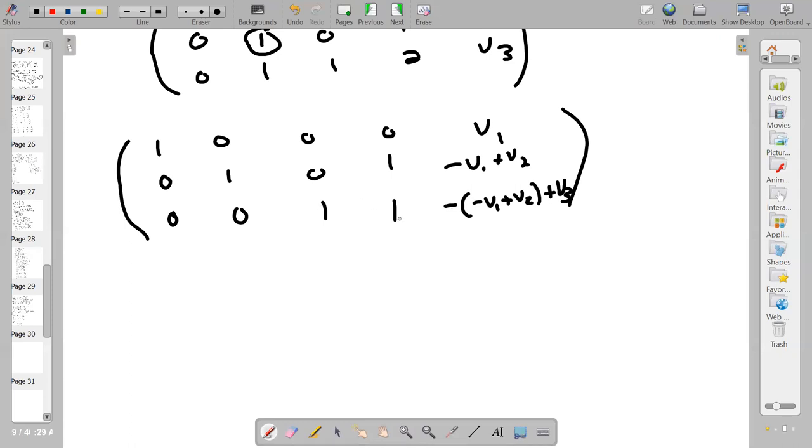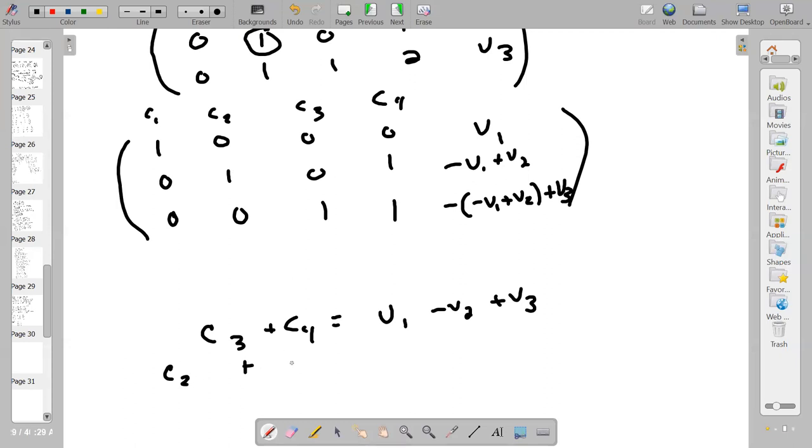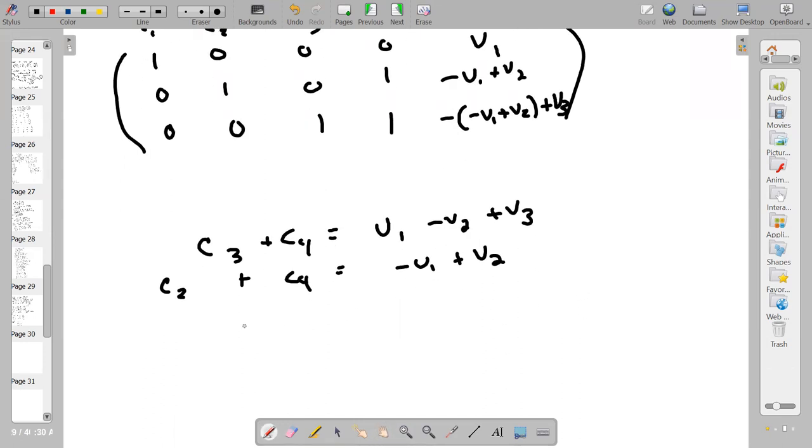if you start with the last row, which is maybe what we usually do, remember that this is C1, C2, C3, and C4. What the last row indicates is that C3 plus C4 is equal to that whole thing right there. For the sake of simplicity, I'll just write that as V1 minus V2 plus V3. The second row is C2 plus C4 equal to negative V1 plus V2. And the first row, it's pretty straightforward, is that C1 is V1.